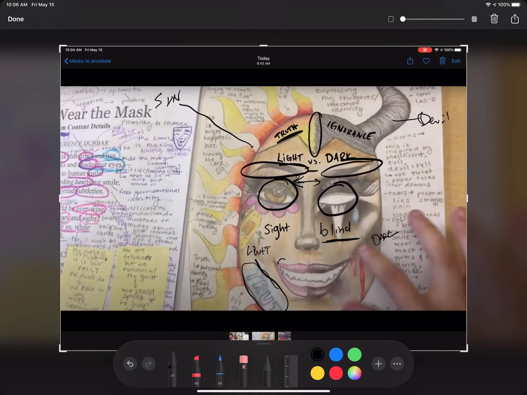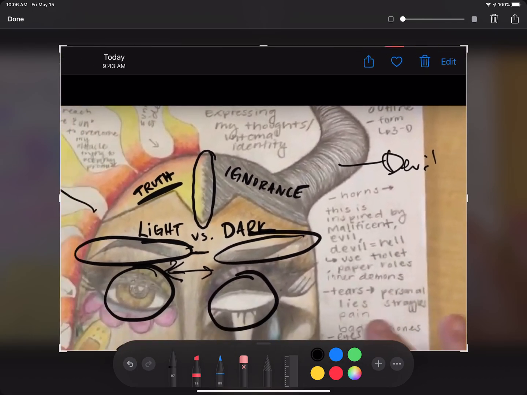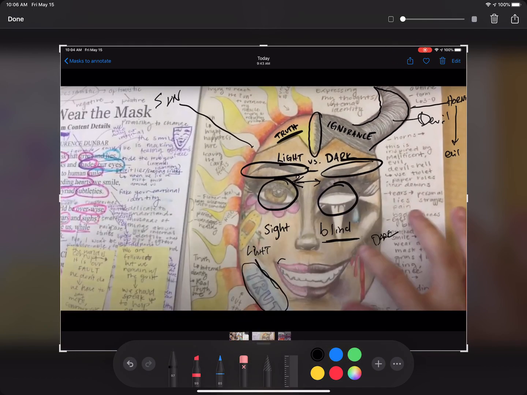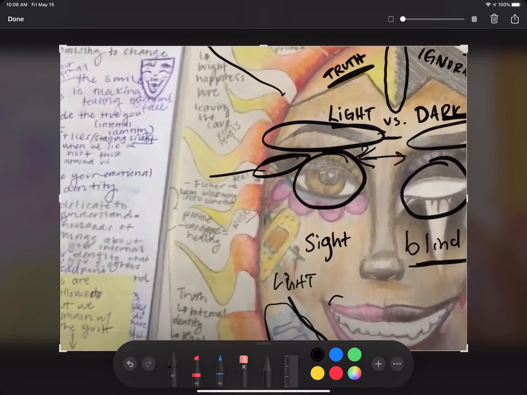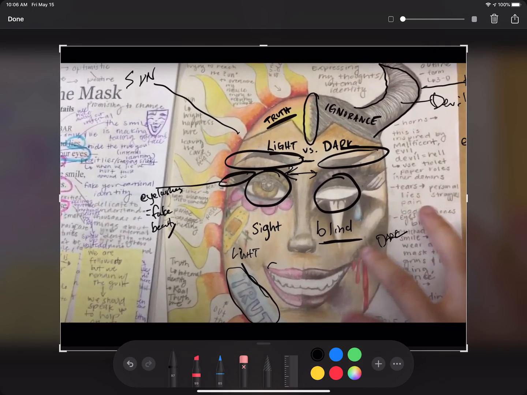While we're here, we could start to talk about metaphors just before we leave this one. So what are metaphors and symbols, right? Something I see really common is horns representing evil, right? So that's something you could include on your mask. I see a lot of eyelashes, right? Eyelashes representing fake beauty or fake beauty standards. I'm not sure if that's what it represents here, but just talking about metaphors. The sun represents truth.